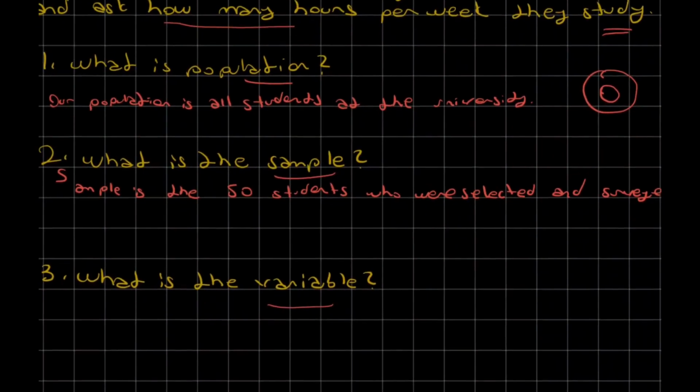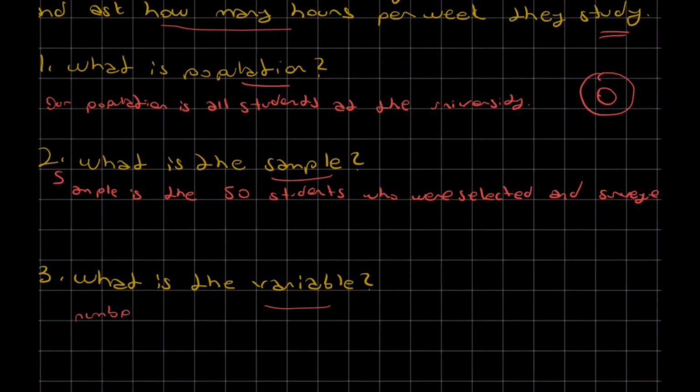What is the variable? The number of hours each student studies per week. After we learn what the types of data are, I will say that this is quantitative data. Okay.